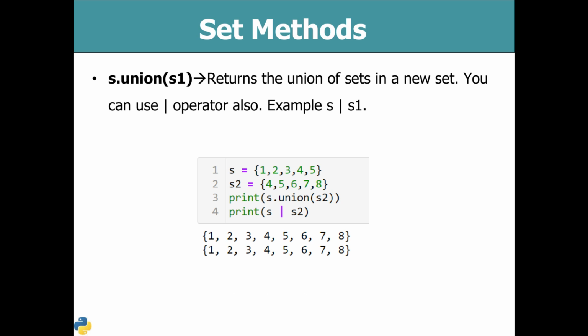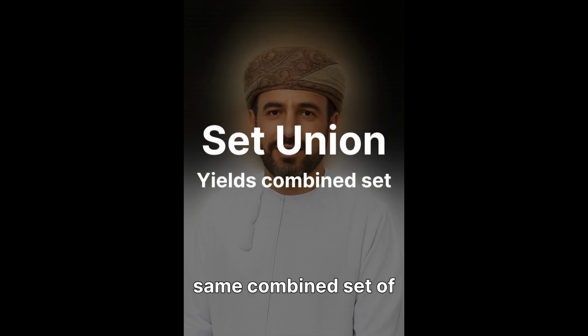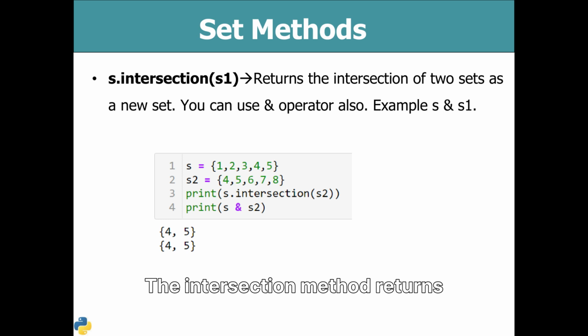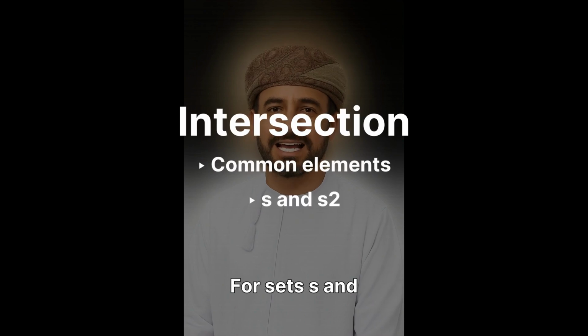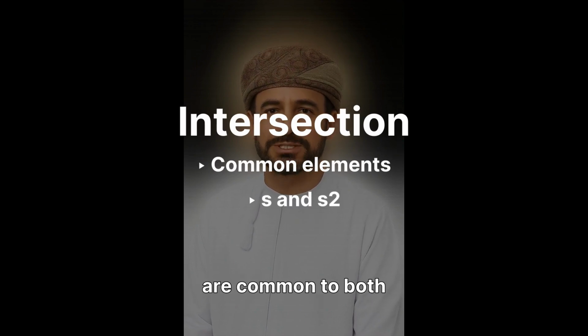S.union returns a new set with all unique elements from both, also achievable with the | operator. Both union and the operator yield the same combined set of elements. The intersection method returns common elements, also using the & operator. For sets S and S2, their intersection is {4, 5}, as these are common to both.